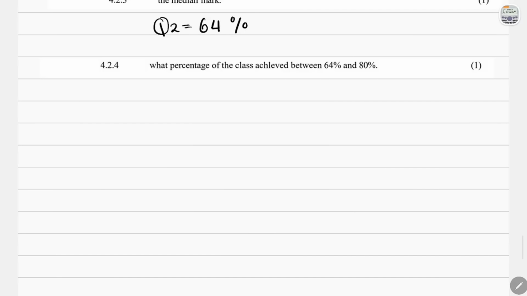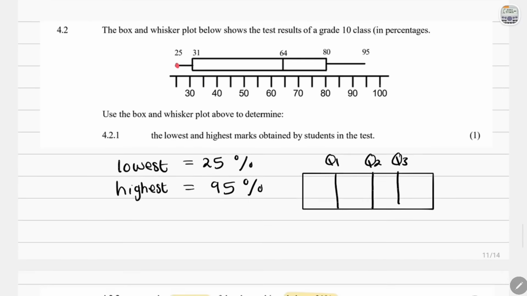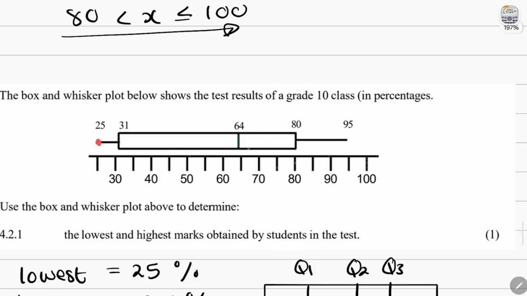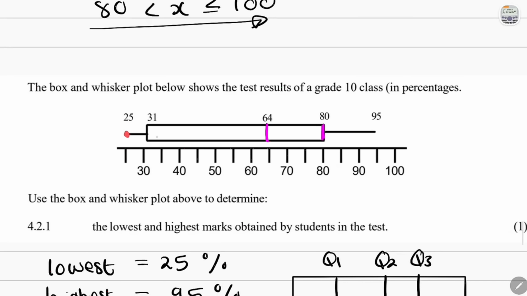Moving on to the next question. And then what percentage of the class achieved between 64% to 80%? Okay, 64 to 80%. You see what portion this is. Remember how I split these up into 25%? There's 25% of the class that falls here. The reason why it doesn't look as big as 25% is because we're speaking about their actual marks. We're just seeing the portion of the class that achieved certain marks. Okay, so that's why it's spread out, because it's spread out based on their marks.